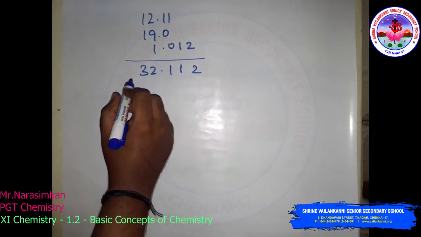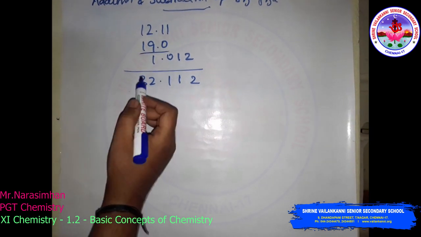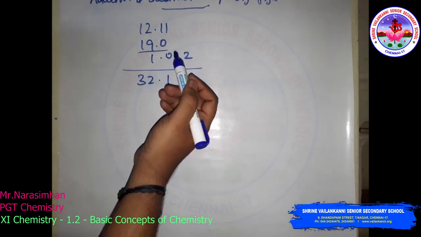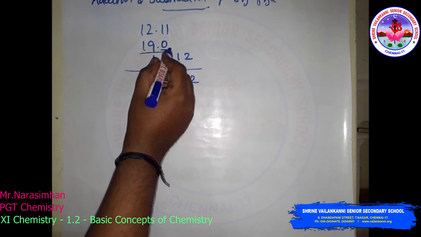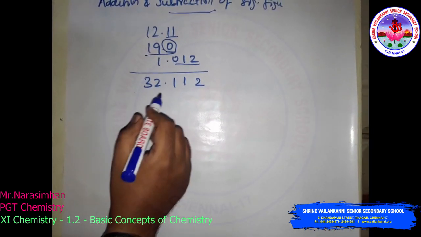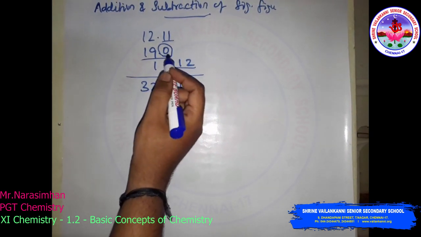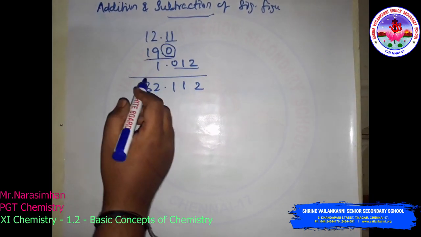Here look at this 19.0. This 19.0 is only one digit after the decimal. See, look at here, only one digit, here 2 digits, here 3 digits. So after one digit, the one after the decimal point, the result should be reported like this.